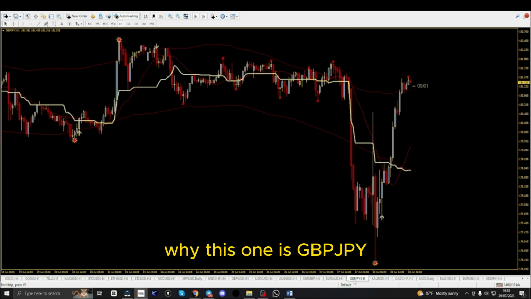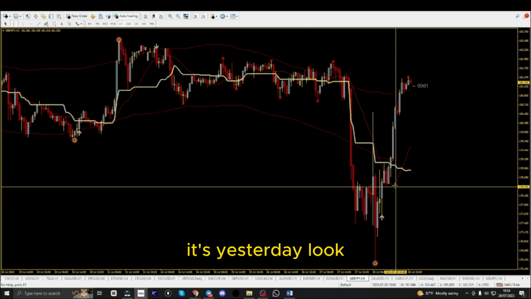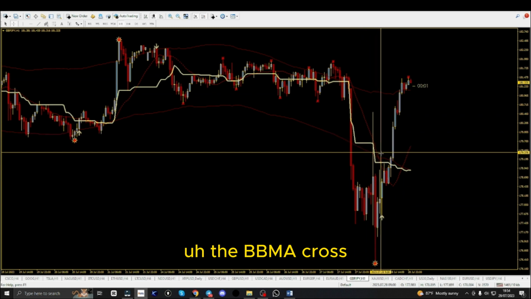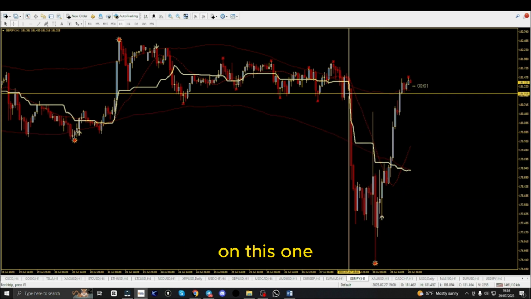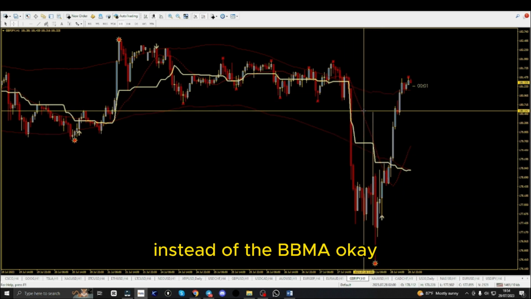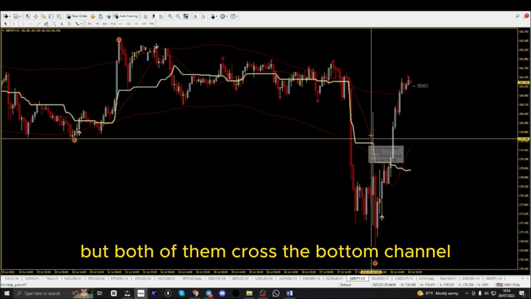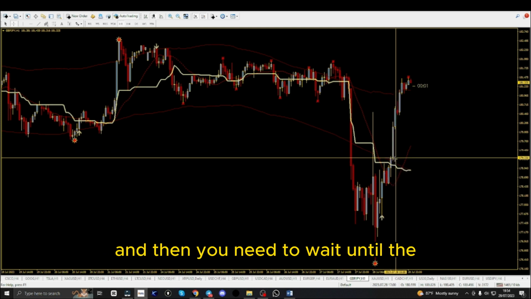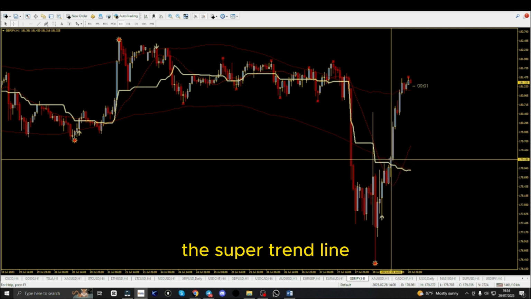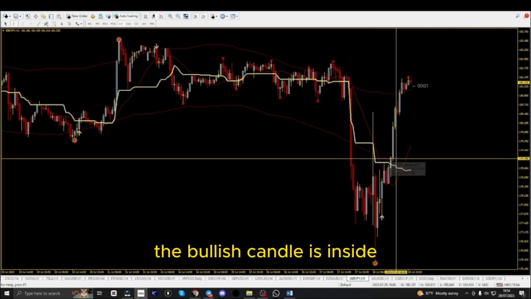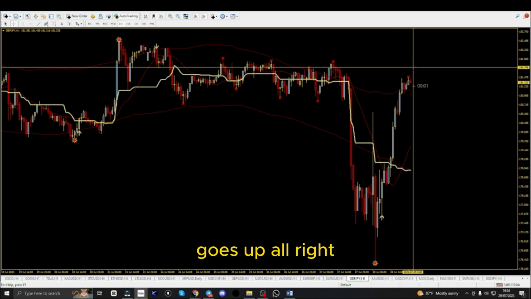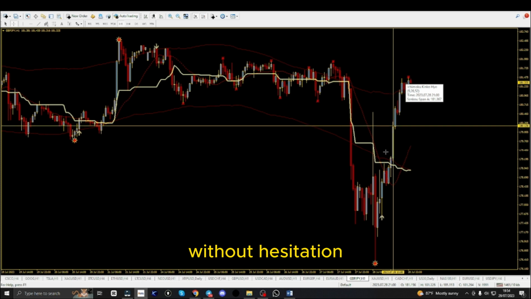All right, this one is JPY. Look at this one. This one is fresh. It's yesterday. Look, the BBMA on this one, the super trend line crossed first instead of the BBMA. Okay, but both of them crossed the bottom channel, and then you need to wait until the bullish candle is inside the super trend line. The bullish candle is inside. Your entry is going to be on the next candle, and look what happened. Goes up. All right, without hesitation.